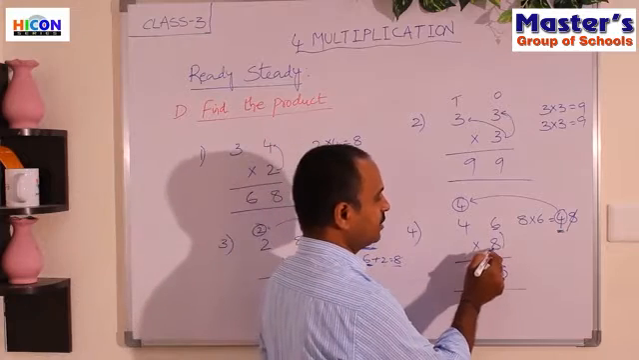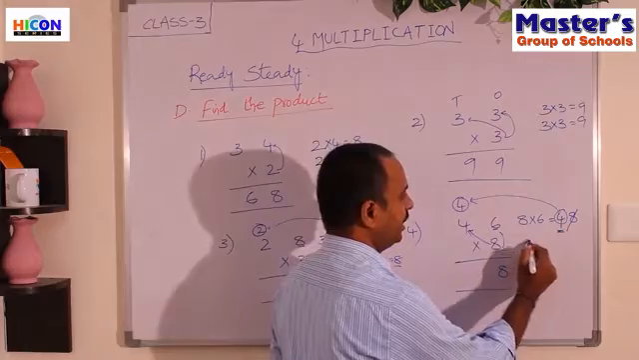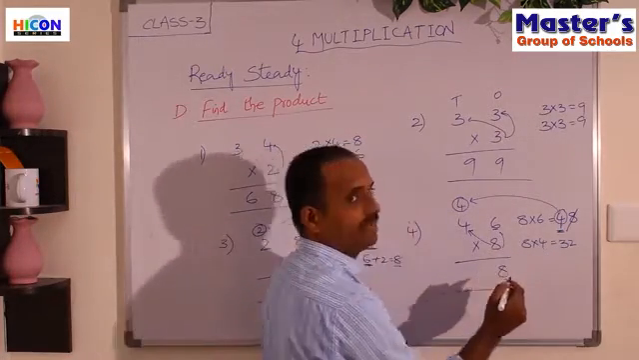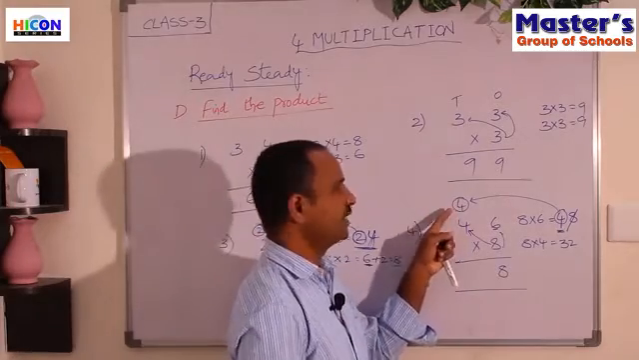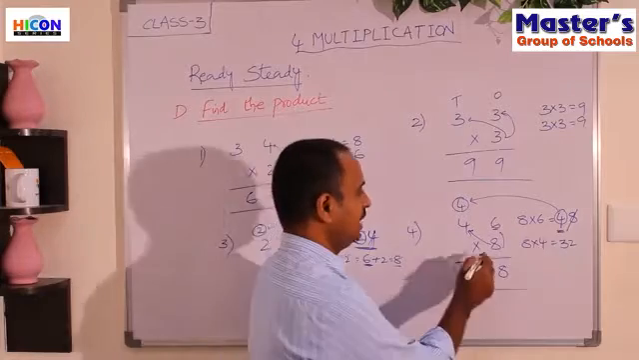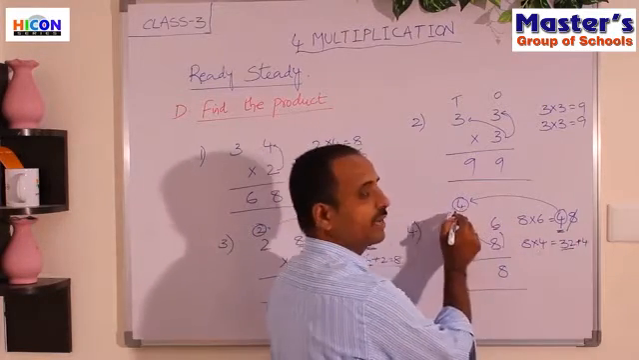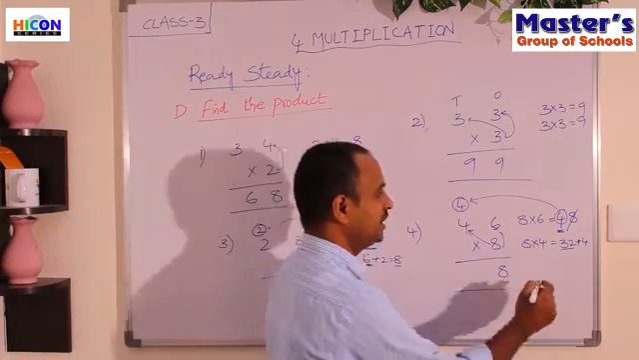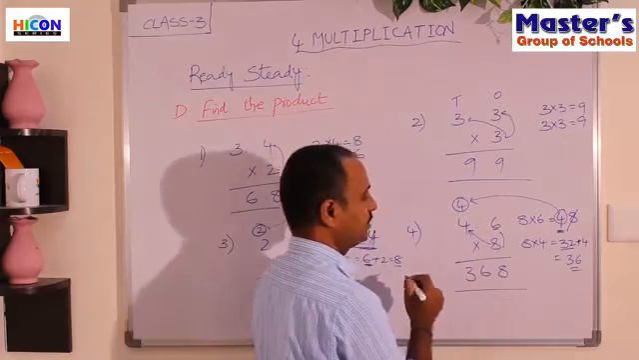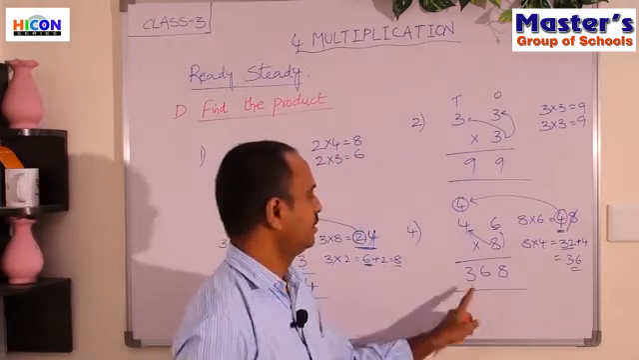So next multiply with the tens place. 8 4s, children, how much? 8 4s are 32. And again there is a number carried here. How much is carried? 4 is carried. So add that carried number to the product. So 8 4s are 32 and add 4, because there is a number carried, 4. So 32 plus 4 is 36. So write 36 here. So the product is 368.